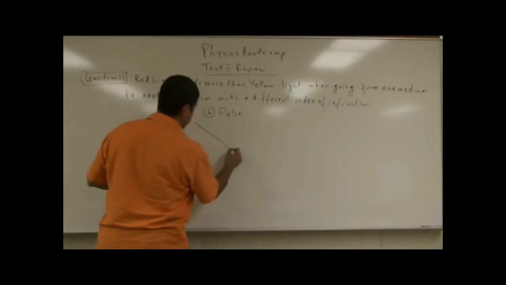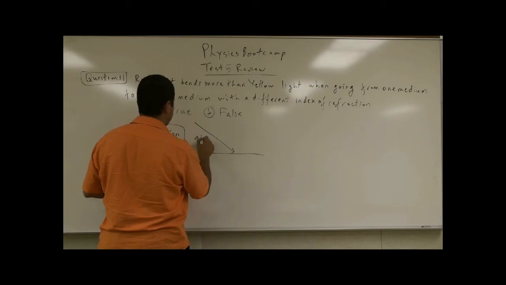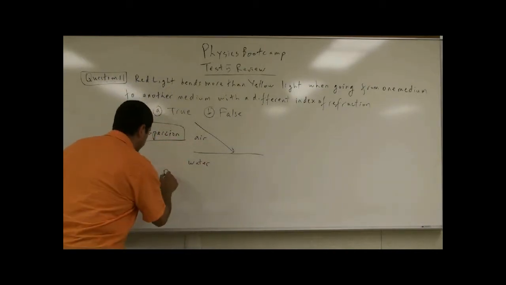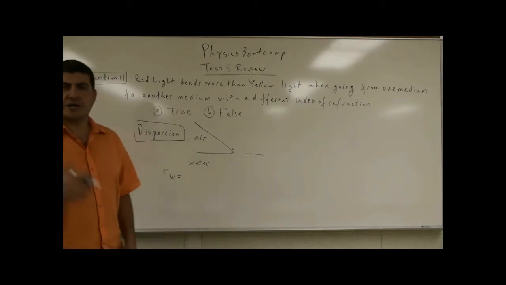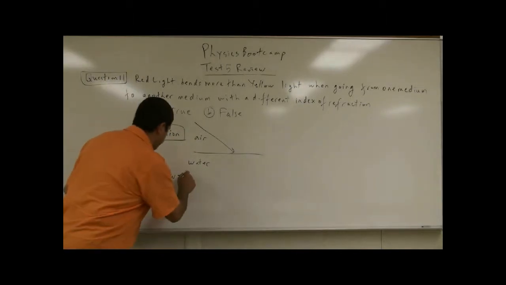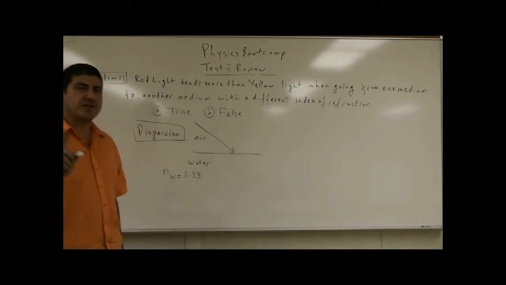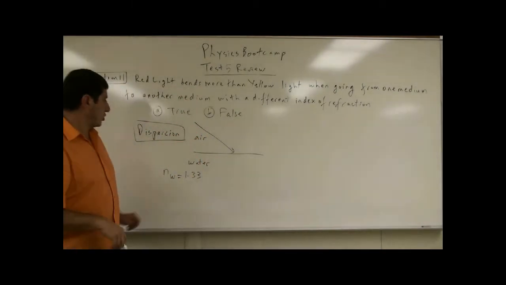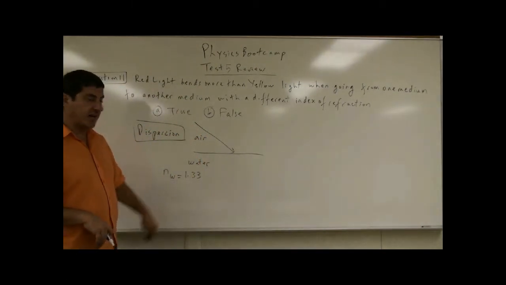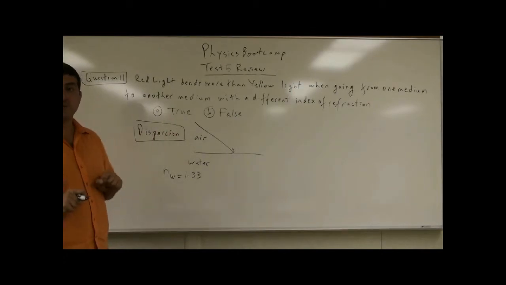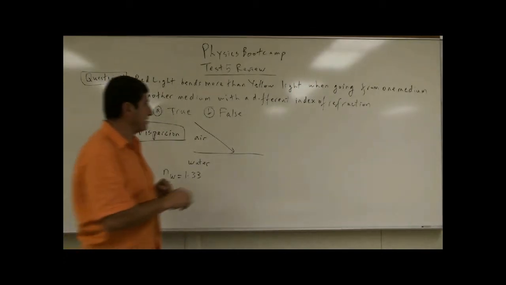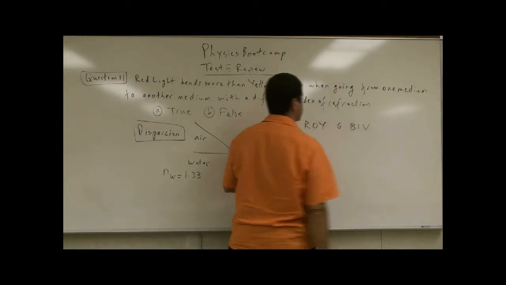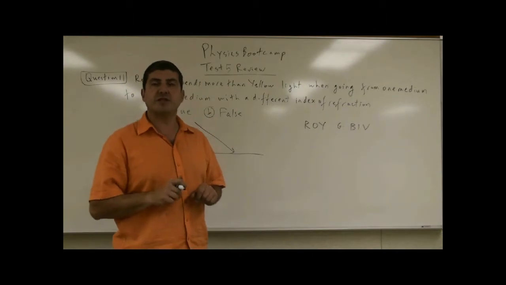When a white beam of light comes from, let's say, air to water, it turns out that the index of refraction of water, earlier I told you the index of refraction of water is 1.33, actually depends on the wavelength of the light. So for the different spectrum of the visible light, we have ROY G BIV. This is a way of remembering the visible light spectrum.